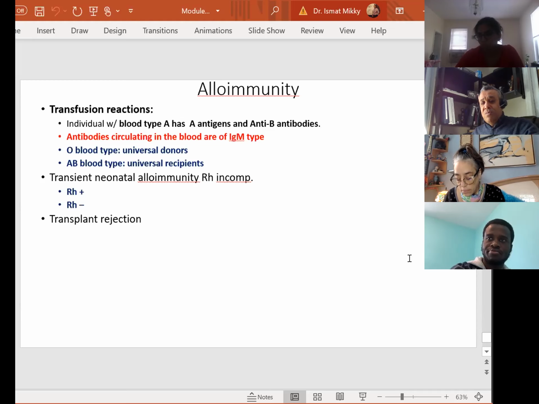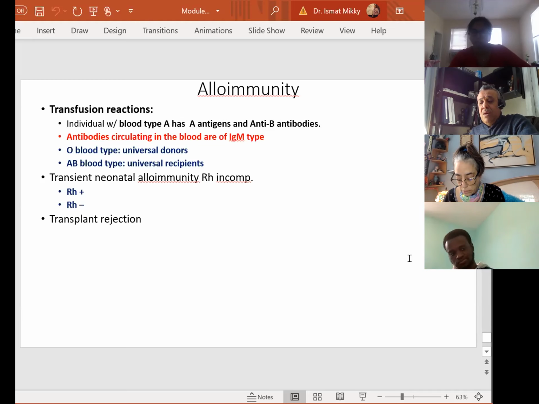The universal donors would be, who would be the universal donor? Of blood group type? O. O blood type is the universal donors, and then the AB blood type are the universal recipients.